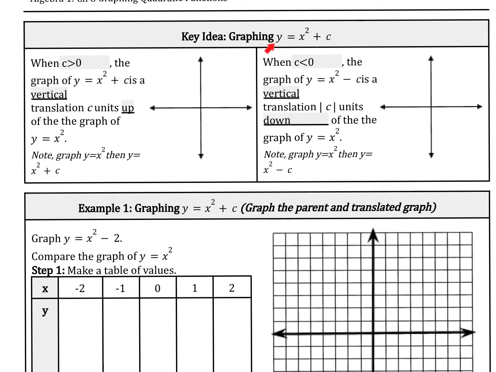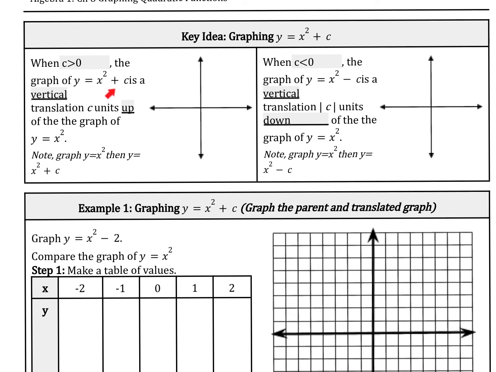Key idea: graphing y equals x squared plus c. If you remember, y equals x squared is a parabola that opens up. Now you just have an extra plus c. So what does c mean? When c is greater than 0, the graph of y equals x squared plus c is a vertical translation c units up of the graph.